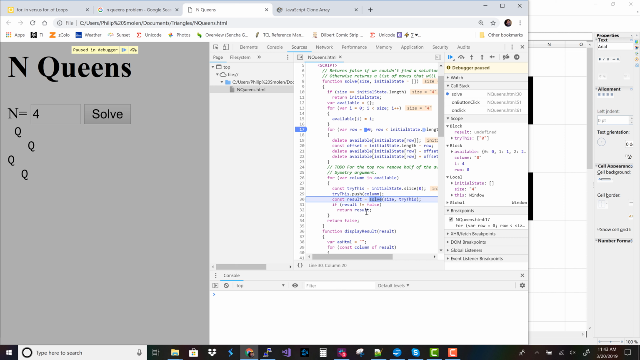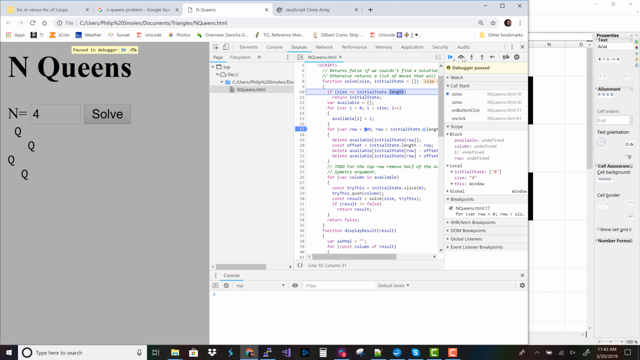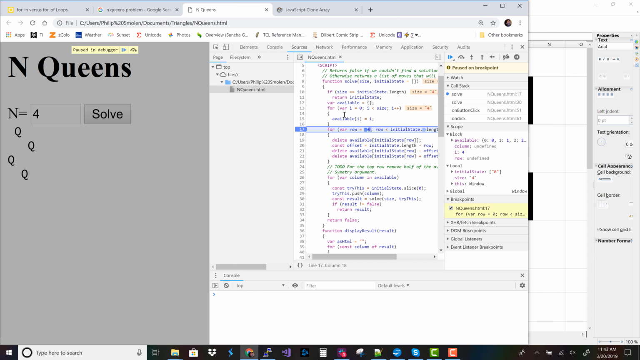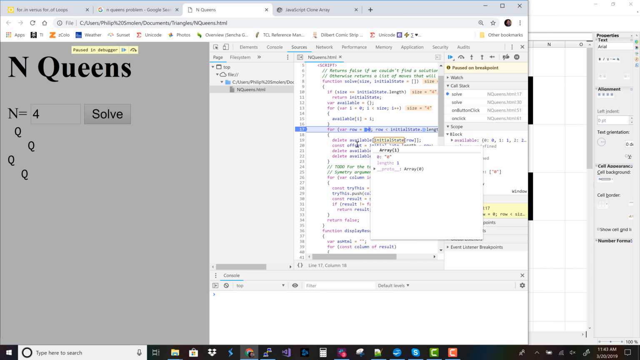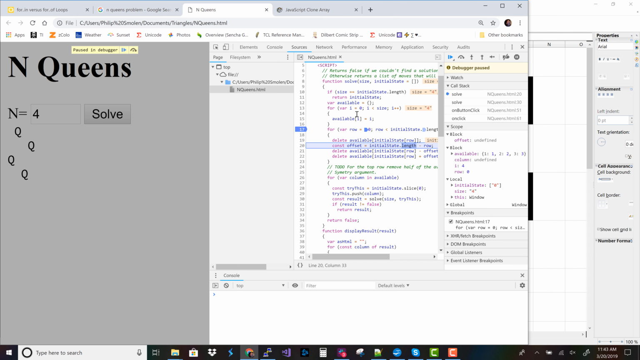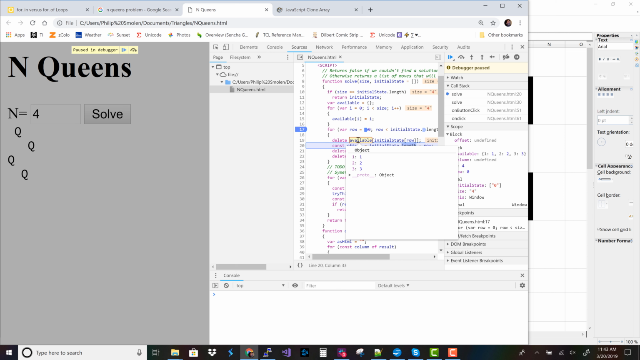Okay, so now we're going to recursively go into solve, so we're going to try the second row. Step into. I should have just said run, continue. So available, again, we rebuilt it, and we're just starting fresh with every time we call solve. So available initially has all 4 columns. Now let's start deleting some things. So step over. Now available only has 1, 2, 3. The 0 went away, and we saw that.